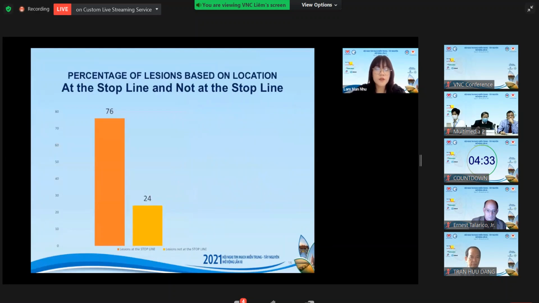In order to analyze the result, here's the graph showing the percentage of lesions based on location at the stop line and not at the stop line. As can be seen, among 102 coronary lesions of 15 patients, 76% were found at the stop line, while only 24% were at the non-stop line location.